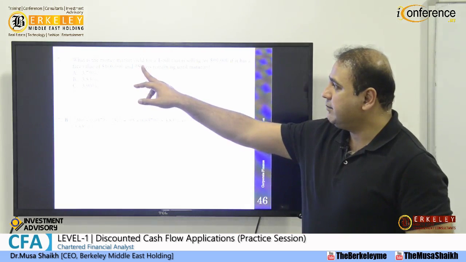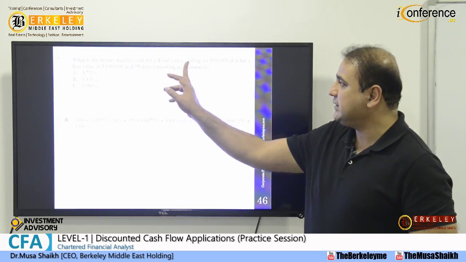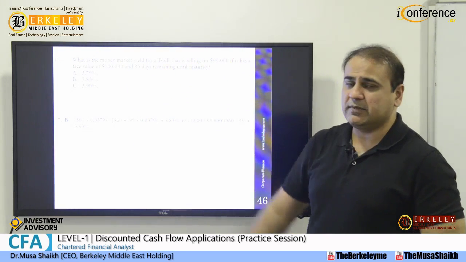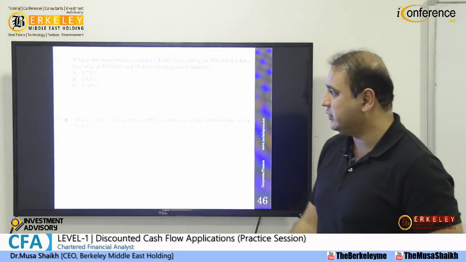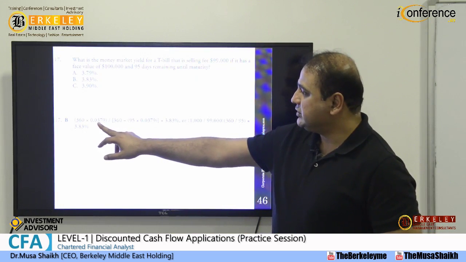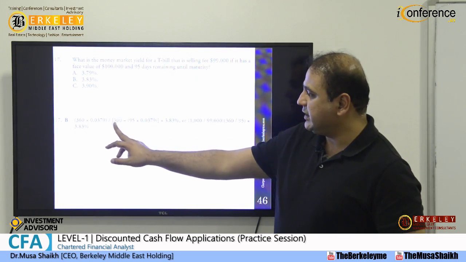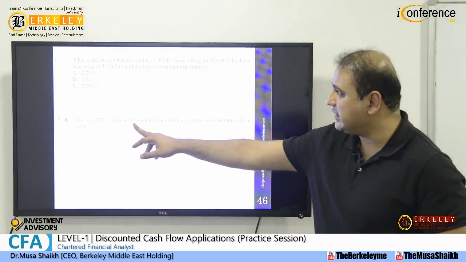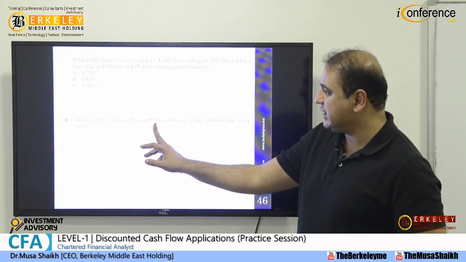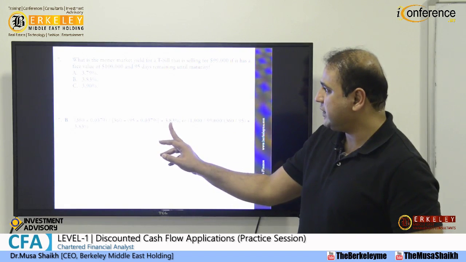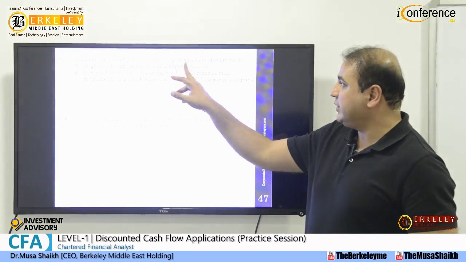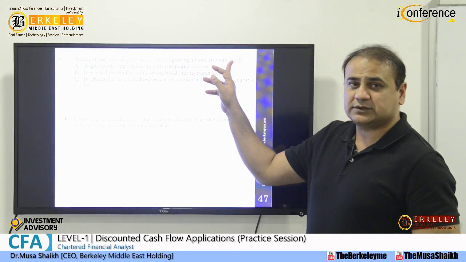What is the money market yield for a T-bill that is selling for this? So this is the same question. It's just asking about money market yield. You should know the formula. We take 360 multiplied by 0.0379 divided by 360 minus 95. That is the period, and this is the return, 0.0379. So it will give you 3.83.